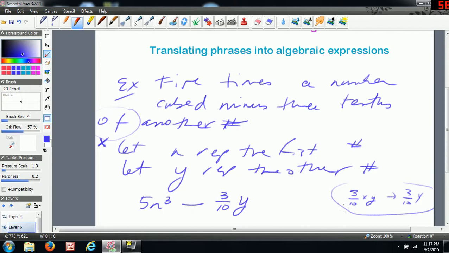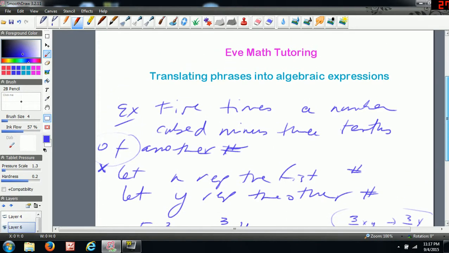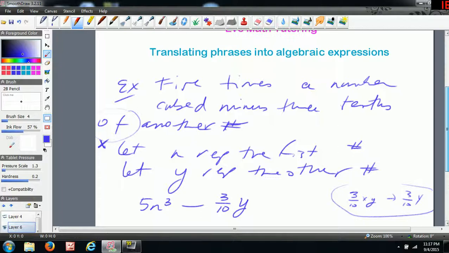I think that's good enough practice. So that's basically how you would translate phrases into algebraic expressions. Okay, I hope that helped.